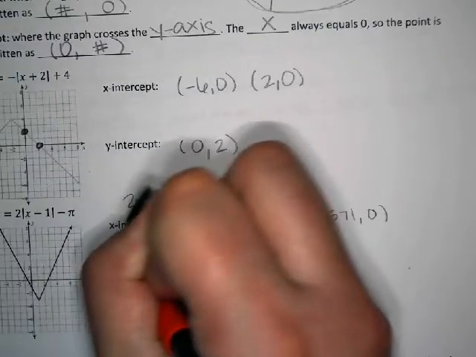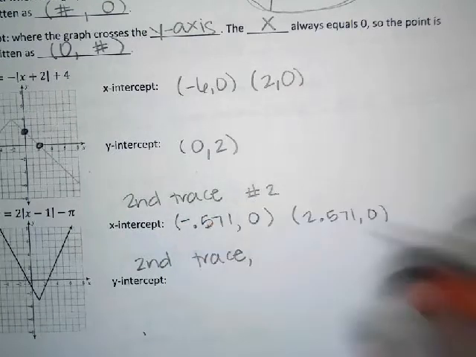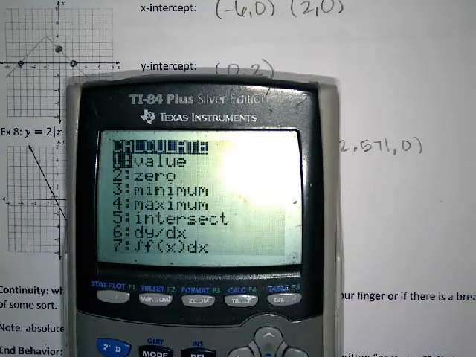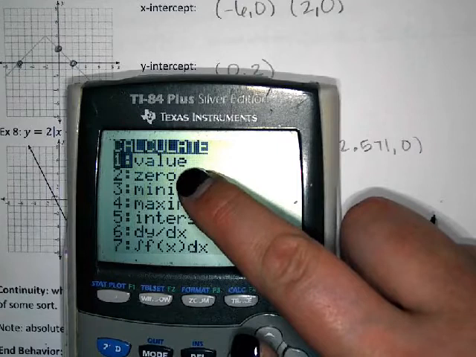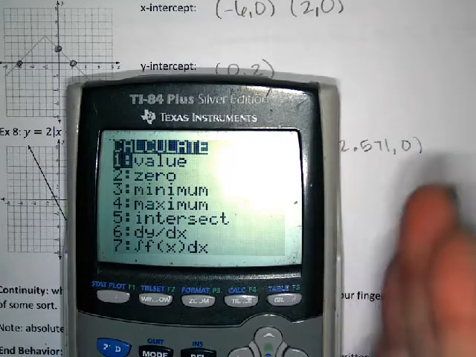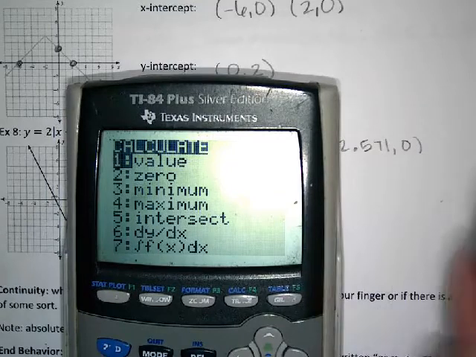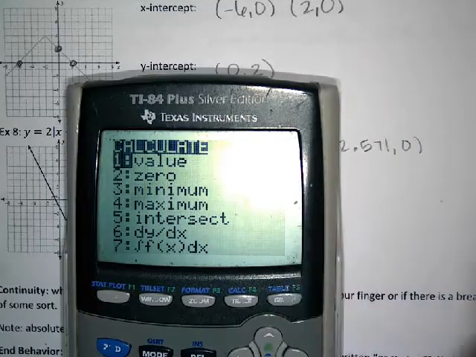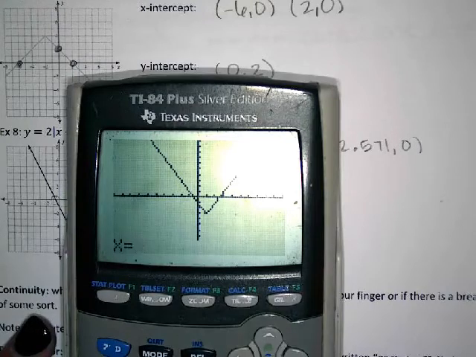But this time we're going to go to number 1 because second trace number 1 lets you plug any value in for X that you want, as long as your calculator screen is big enough. So right now the calculator screen that we have is from -10 to 10, so I can plug in any number that's between -10 and 10, and the calculator will give me the answer.